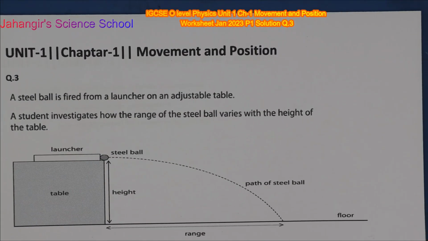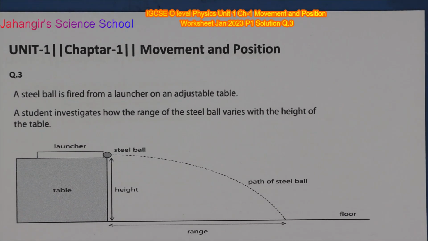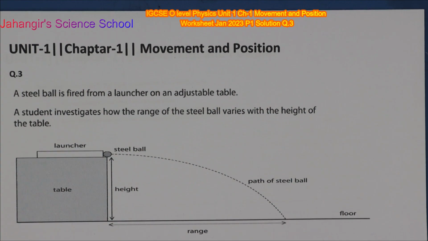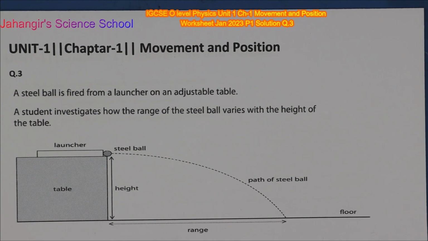Today I am going to solve IGCSE O-Level Physics Unit 1 Chapter 1, Movement and Position, chapter-wise past question paper solutions. Today this is the third video for this chapter.